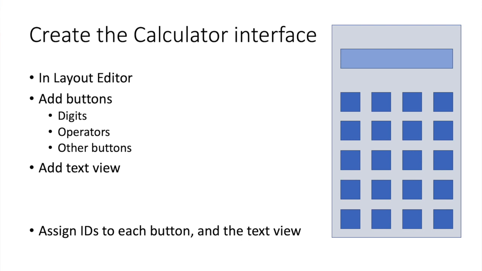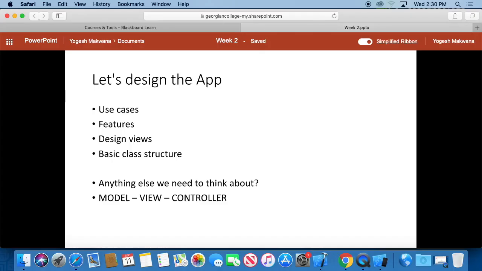So these are all the buttons. Any other buttons we are missing? How about something to change the sign, plus minus? There could be other things, square roots, but calculators come with various functionalities. But what we want is something basic, maybe something like this. So that's what we want.